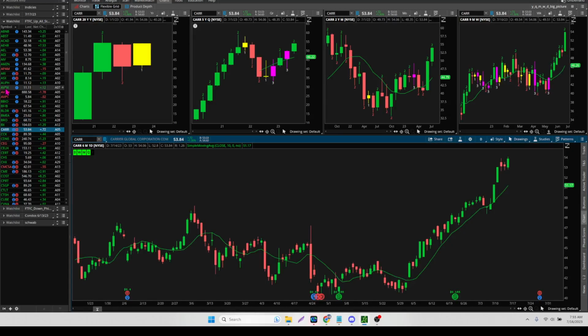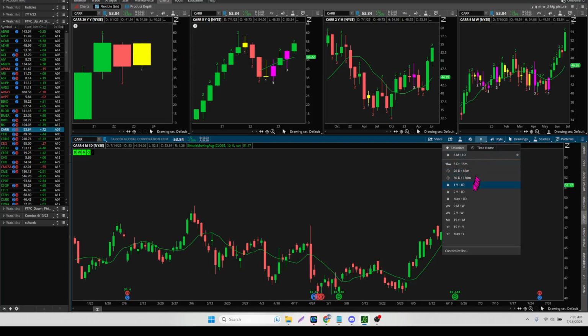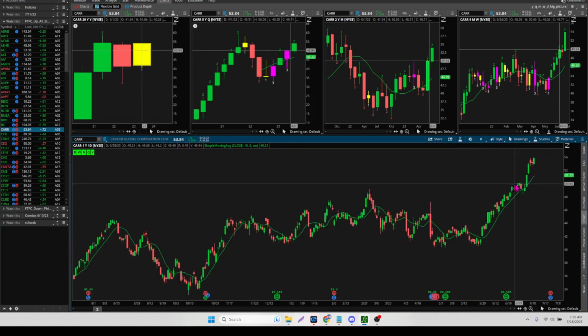Carrier is interesting here. Carrier Global, we went inside and up, and then we went 2 and 4 for the week, 2 up for the month. Quarter is in force too. And then for the year, you can see that we're trying to target this 54.64, which would then trigger a 2 reversal, hopefully back up to 58.89. That's an interesting chart. I can tell you right now that I'm not going to chase this thing.